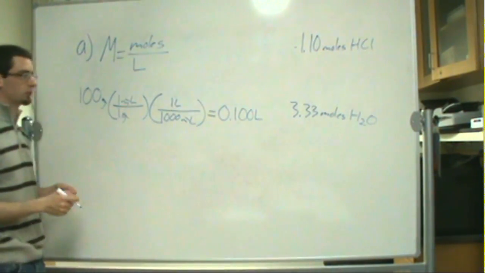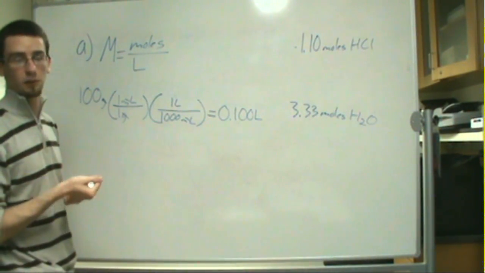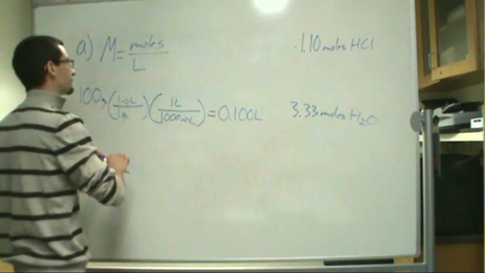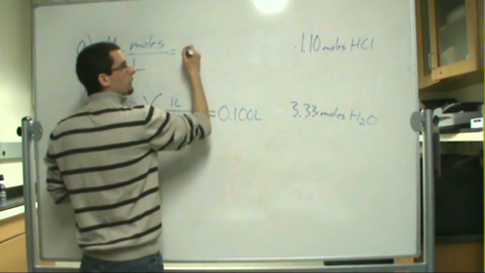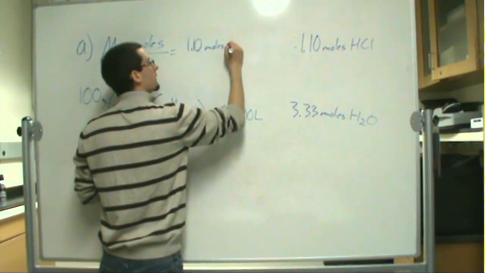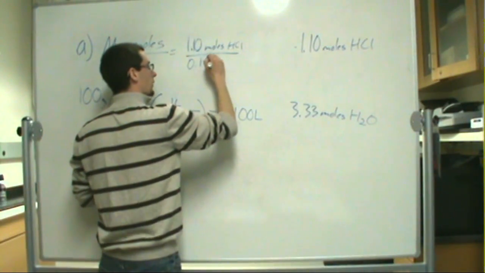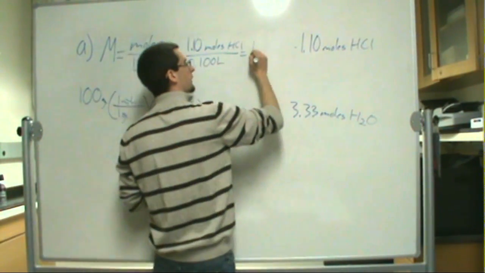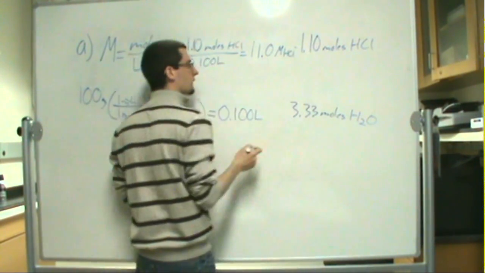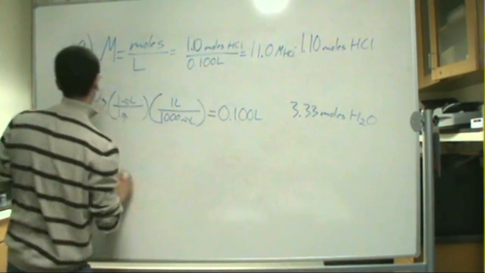Now, notice how I kept 3 significant figures in each one of these calculations. Try to keep consistent with your significant figures. All right, so all we have to do now is just plug in. So we have 1.10 moles of HCl divided by 0.100 liters. This will end up leading to 11.0 molar HCl. So that's the concentration of our hydrochloric acid.